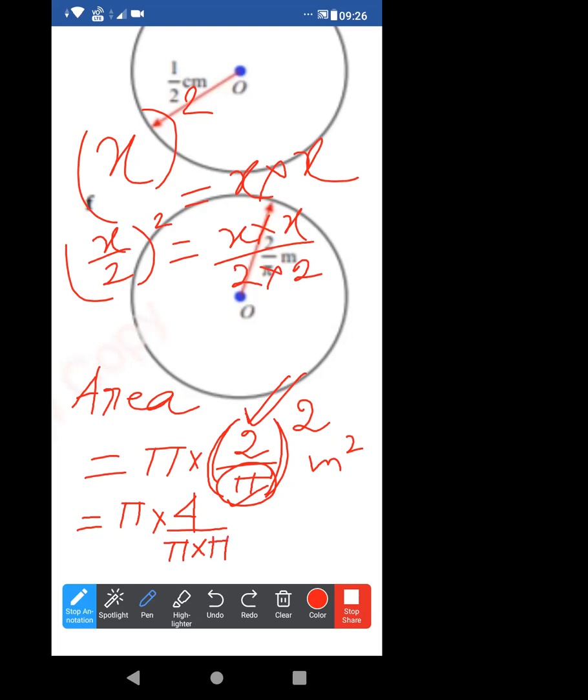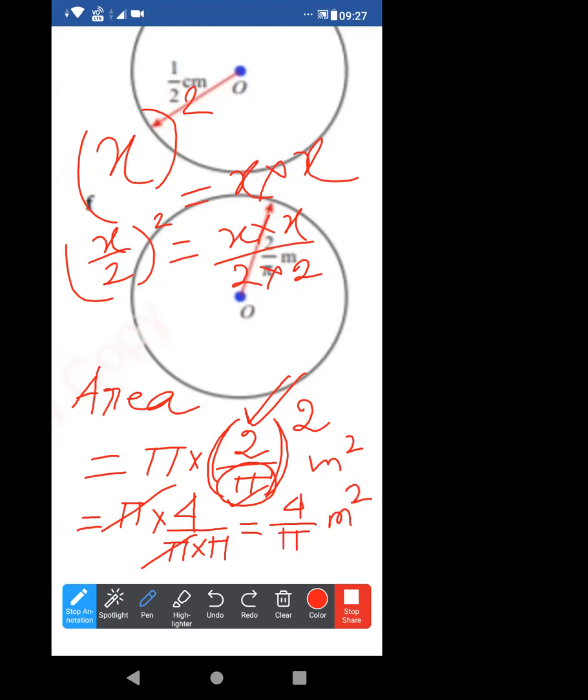So look, 1 pi will be cancelled out. Only 1 pi will be cancelled out. Understood or not? Is the calculation clear to all of you? Now this one is equal to 4 by pi meter square.